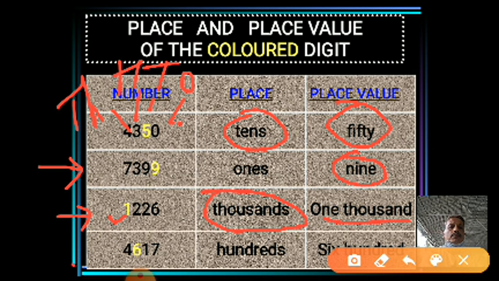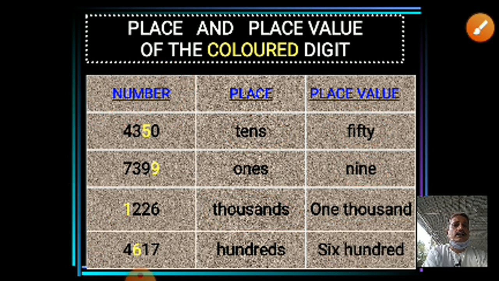Look here at one more example, 4617. The colored digit is 6. So 6 is lying in the 100 place. So it gives us 6 into 100, that means 600. Clear? Easy.